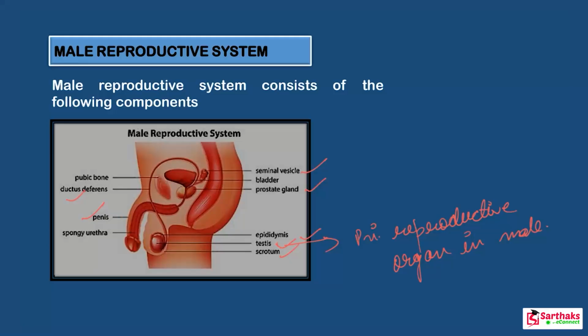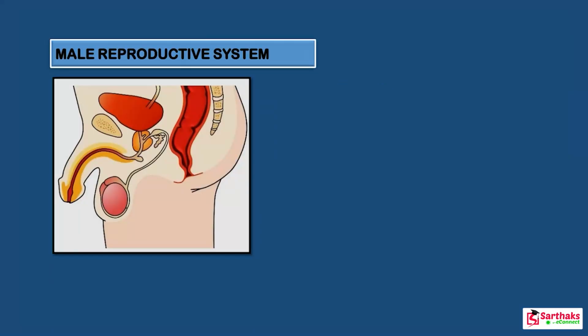Got it? Since the human male is called man, we can also say that it is the reproductive system of man. Now let us discuss each and every part of the male reproductive system in detail. So the first part is the testis. Here I am going to write down the testis and I will explain it.